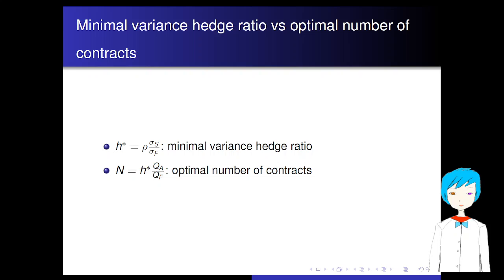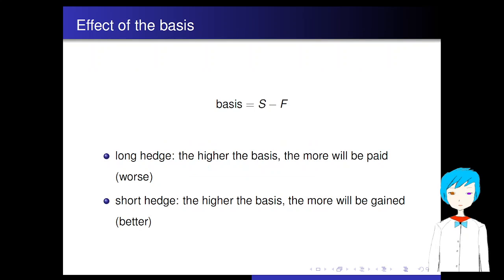The basis is defined as the spot price minus the futures price, so it can be non-zero, and we wish to distinguish the effect of the basis if we are doing long hedge or short hedge. If we are doing long hedge, which means that we wish to purchase something in the future and we enter into the long position in the futures contract market right now, then the higher the basis, the more will be paid, which is worse for us because we will basically be asked to pay more to buy the asset on spot, which is higher than the futures price.